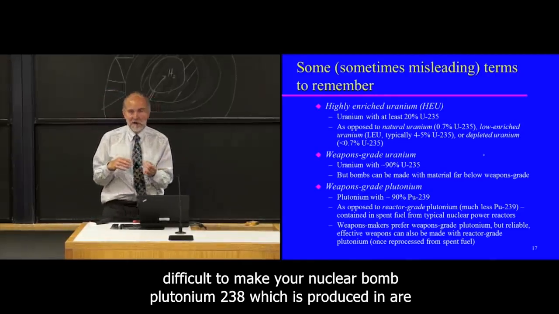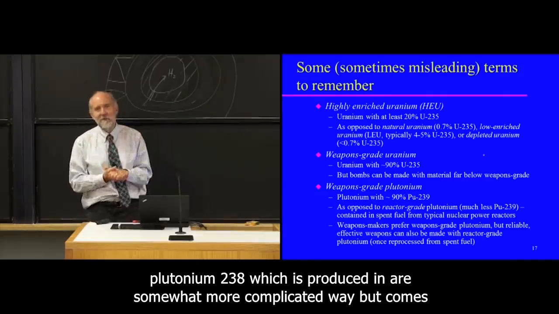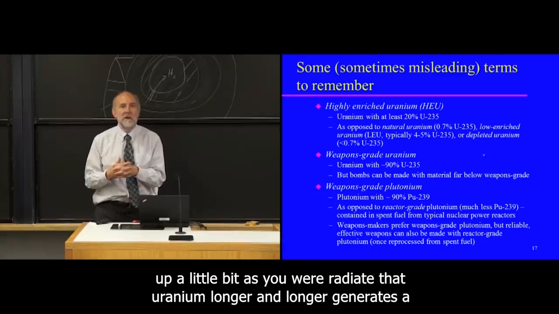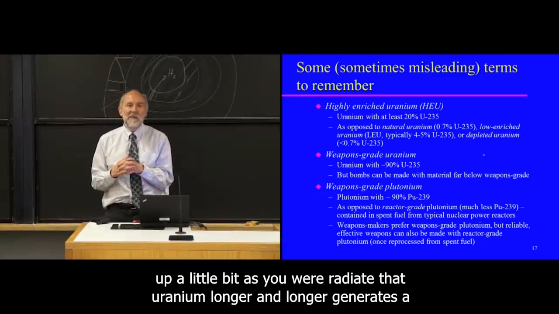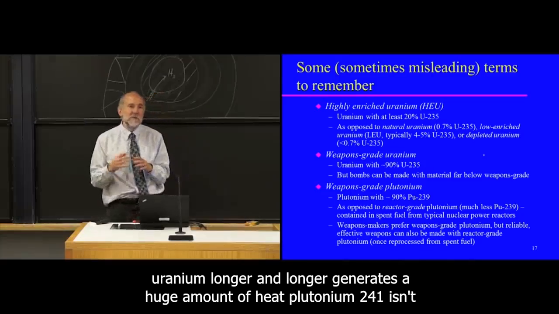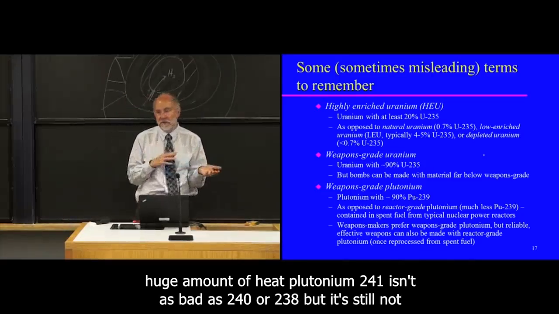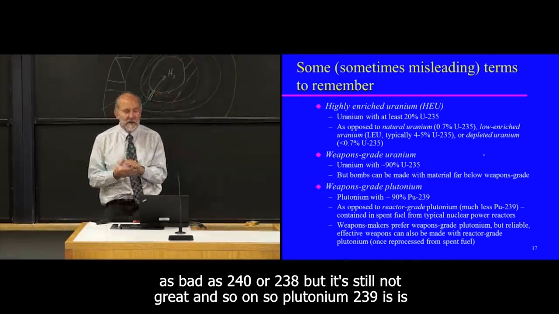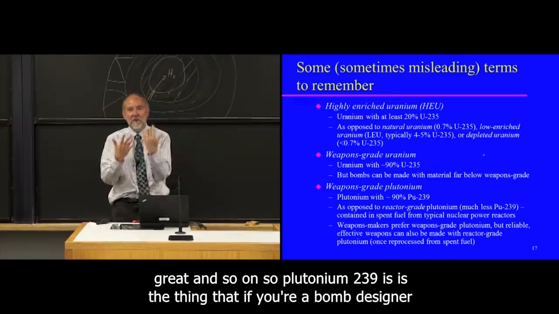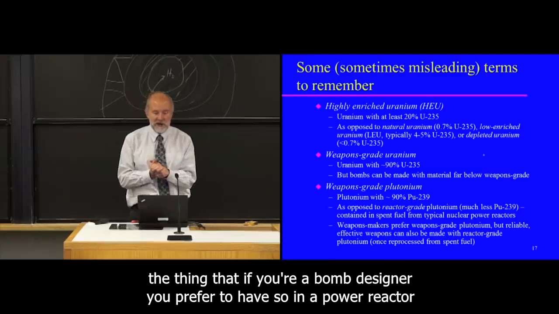Plutonium-238, which is produced in a somewhat more complicated way, but comes up a little bit as you irradiate the uranium longer and longer, generates a huge amount of heat. Plutonium-241 isn't as bad as 240 or 238, but it's still not great, and so on. So plutonium-239 is the thing that, if you're a bomb designer, you prefer to have.